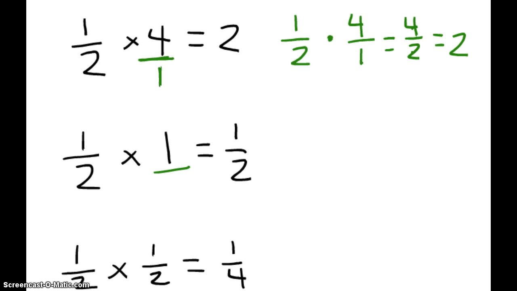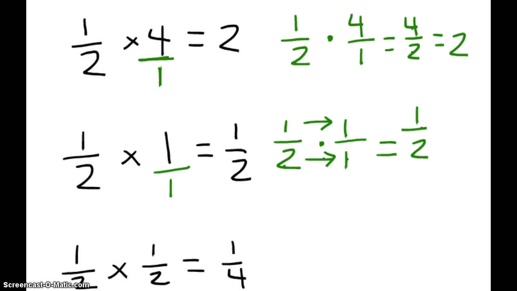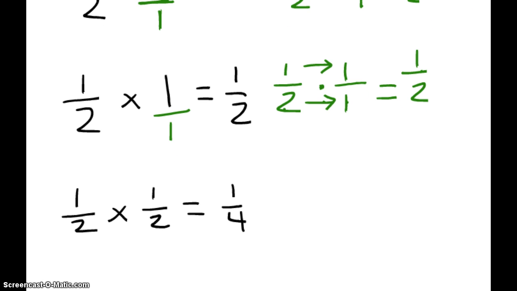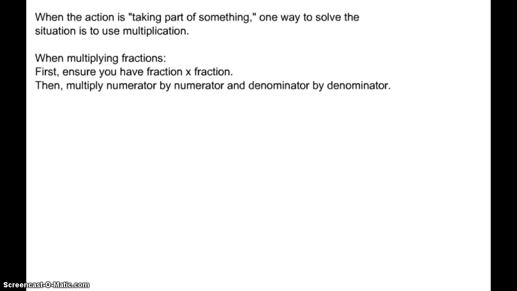So let's look at this one. Let's put 1 over 1, because any whole number is a whole number over 1. So 1/2 times 1/2, all we have to do, 1 times 1 is 1, 2 times 1 is 2. In this last situation, we already have fraction by fraction. So we just have to multiply numerator times numerator, denominator times denominator. 1 times 1 is 1, 2 times 2 is 4.